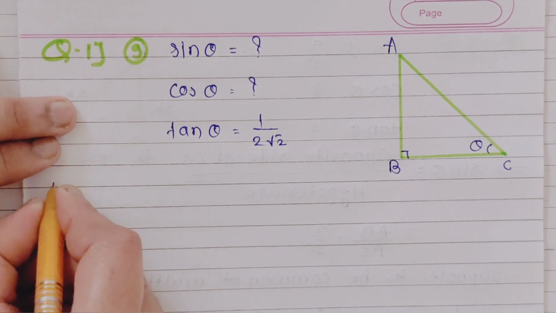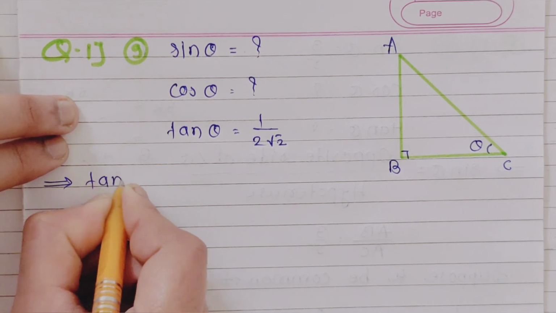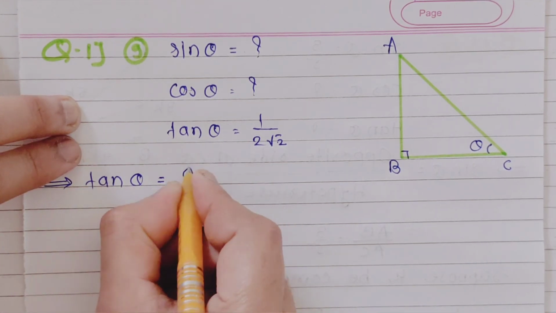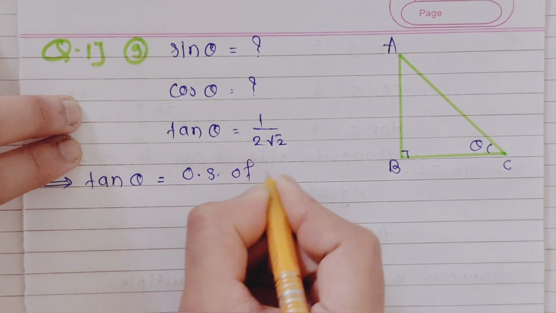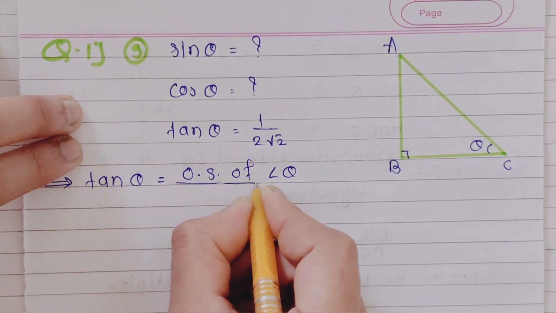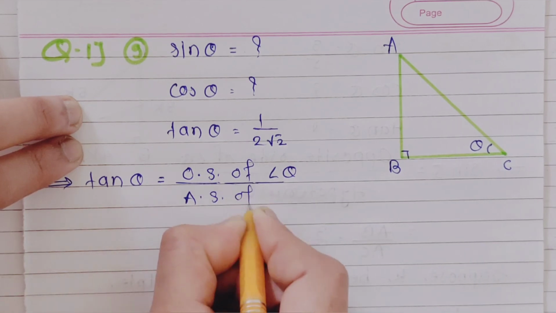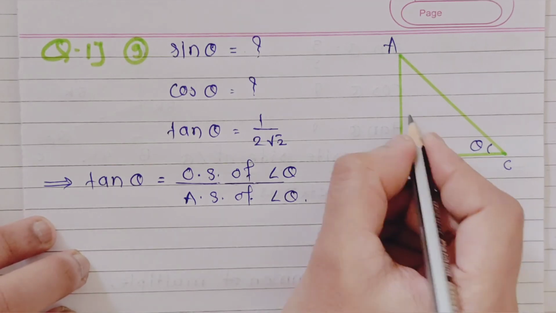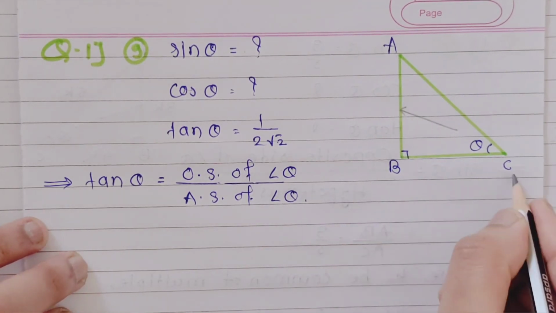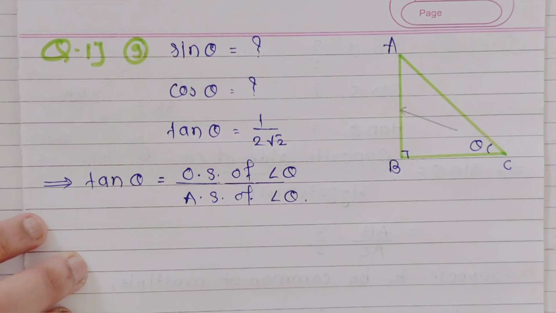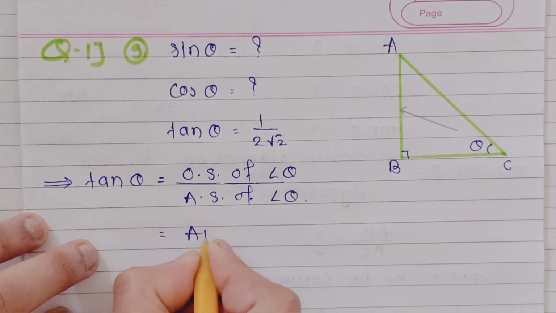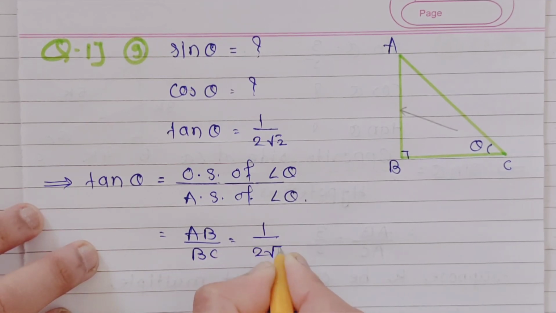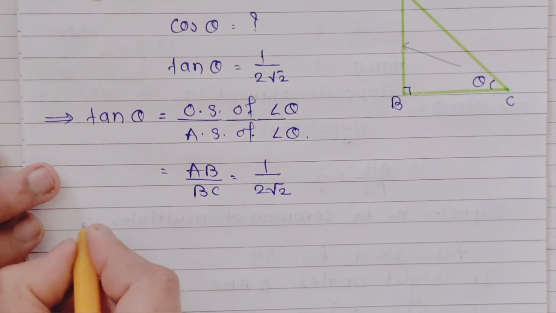So we can write tan theta. We know the ratio: tan theta is equal to opposite side upon adjacent side. So we can write opposite side of angle theta upon adjacent side of angle theta. Is it clear? For angle theta, the opposite side is AB, and the adjacent side is BC. So the ratio is AB upon BC, which is equal to 1 upon 2 root 2. Is it clear?